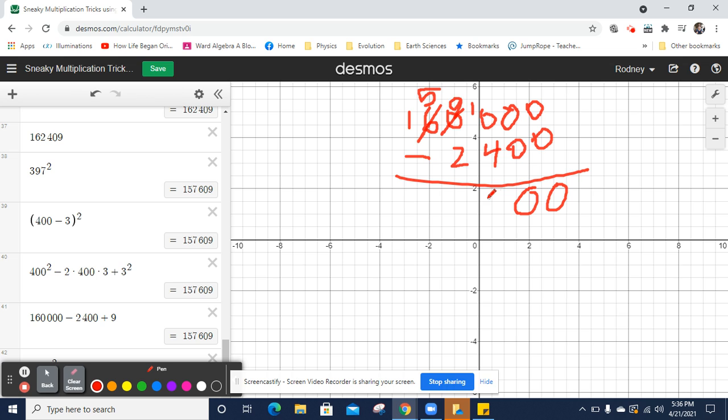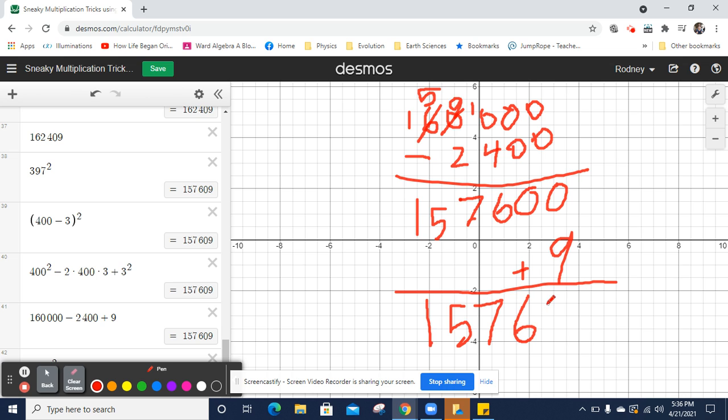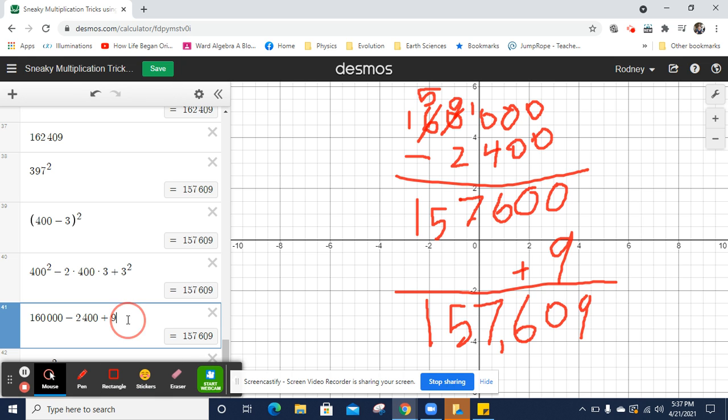Okay, so 10 minus 4 will be 6. And then 9 minus 2 will be 7. And then that's 1, 5. And then we've got to add the 9 at the end, so plus 9. And so I end up with 157,609. Put a little comma there. Okay, now let's keep going. So that's how you do that one.